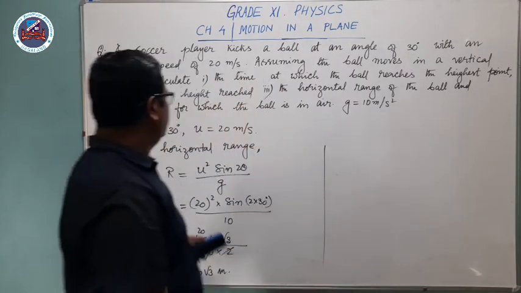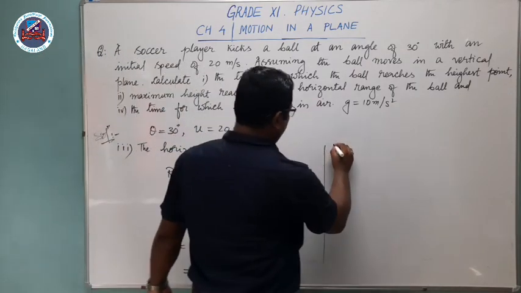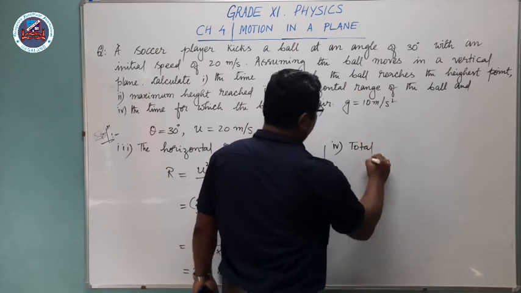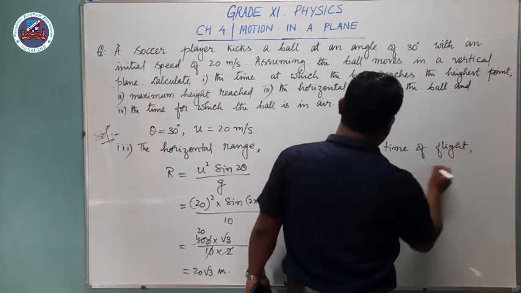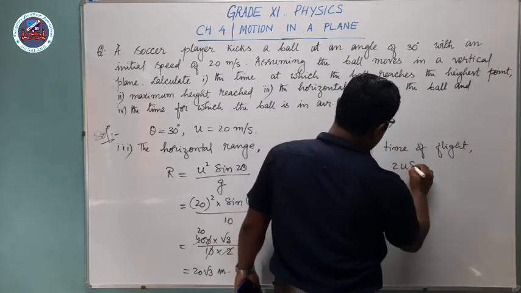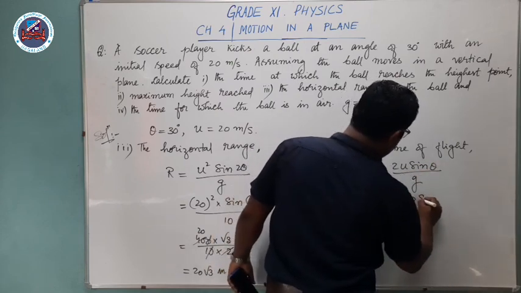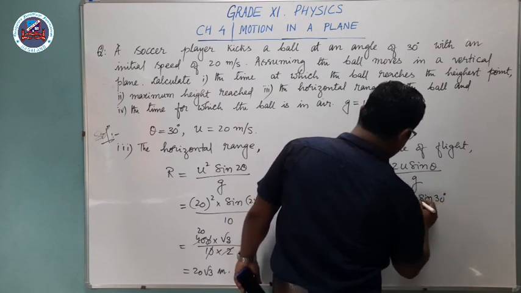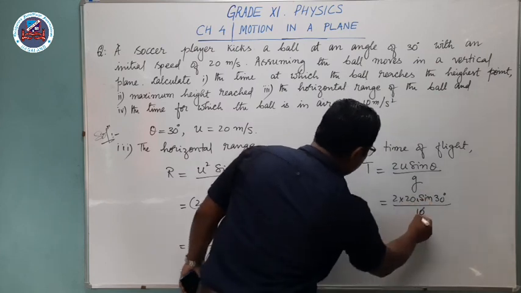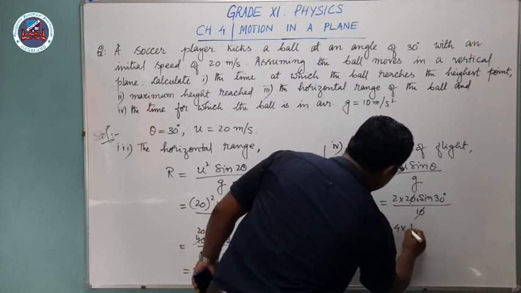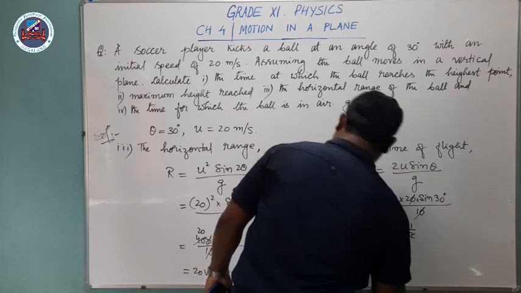And ultimately the time for which the ball is in air, it is the total time of flight. Number 4, total time of flight, we write it as T. T is equal to 2u sin theta divided by g. 2 into u is 20 into sin 30 degree divided by g is 10. This is 4 into sin 30 is 1 by 2, 2 to the 4, so it is 2. Time you are finding out, it will be in seconds.